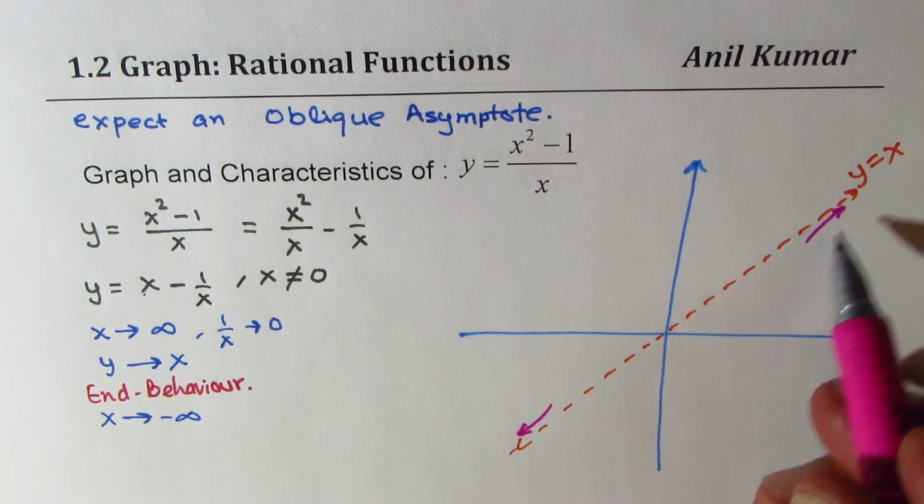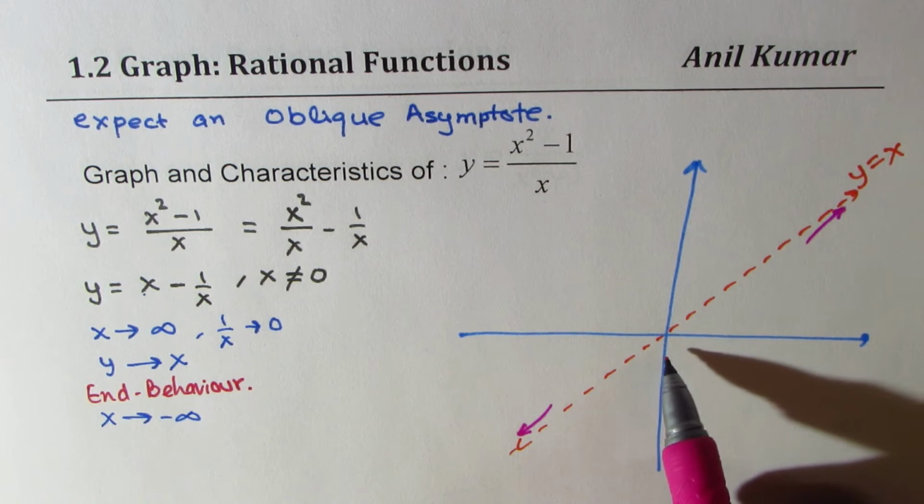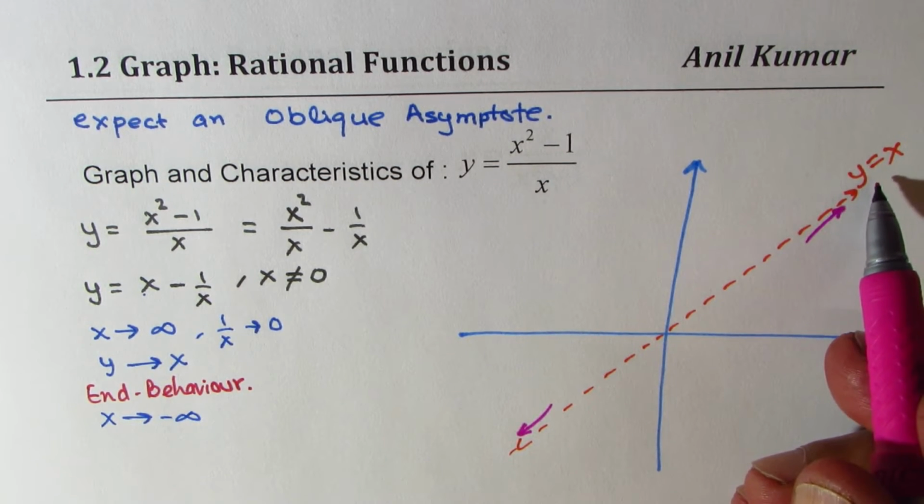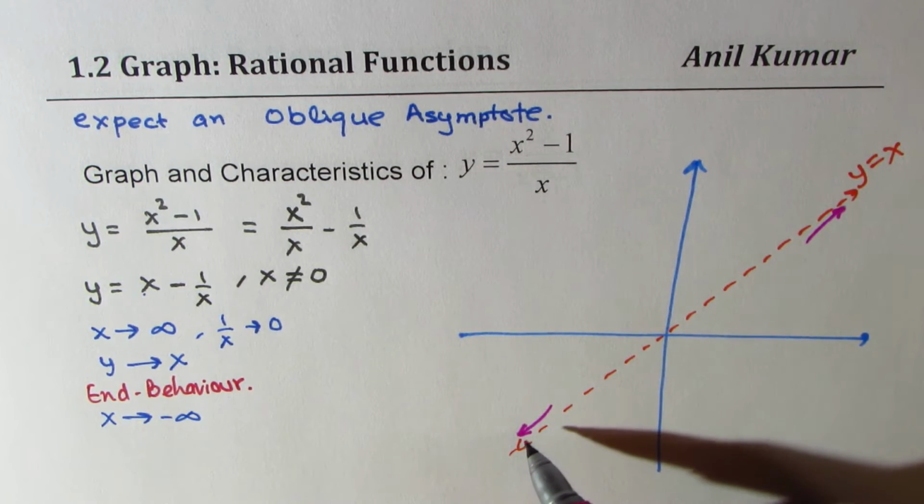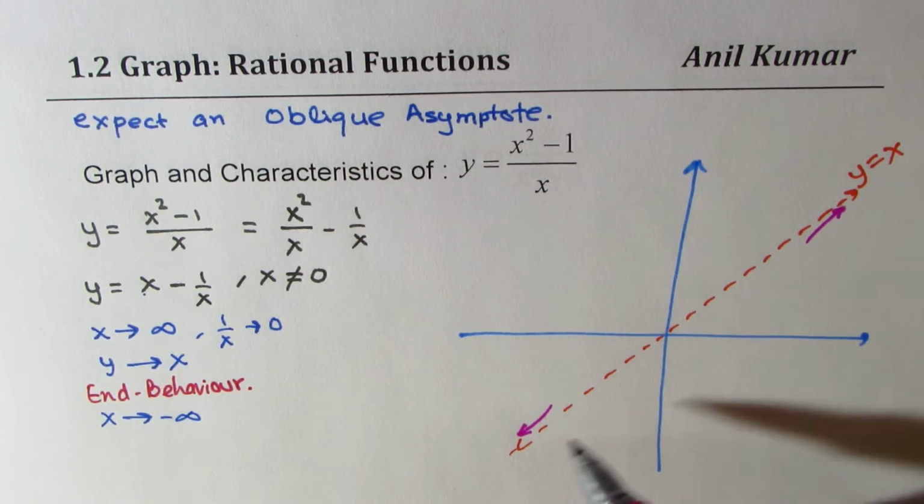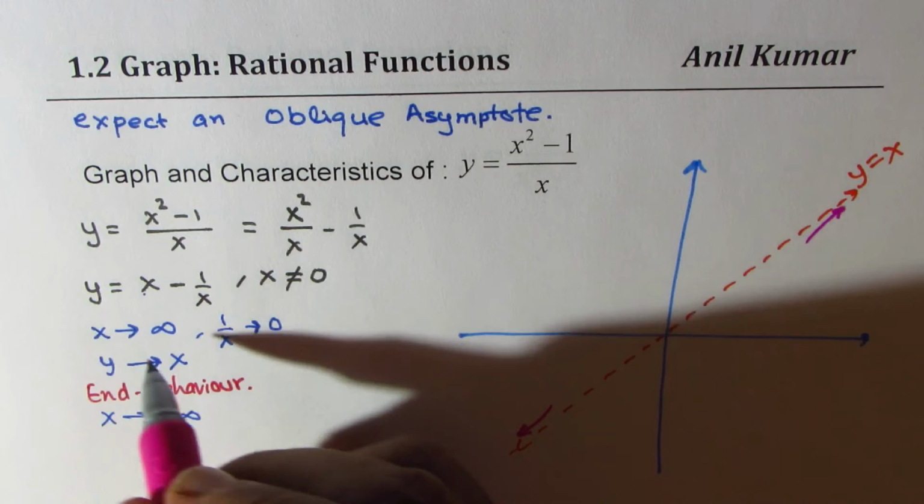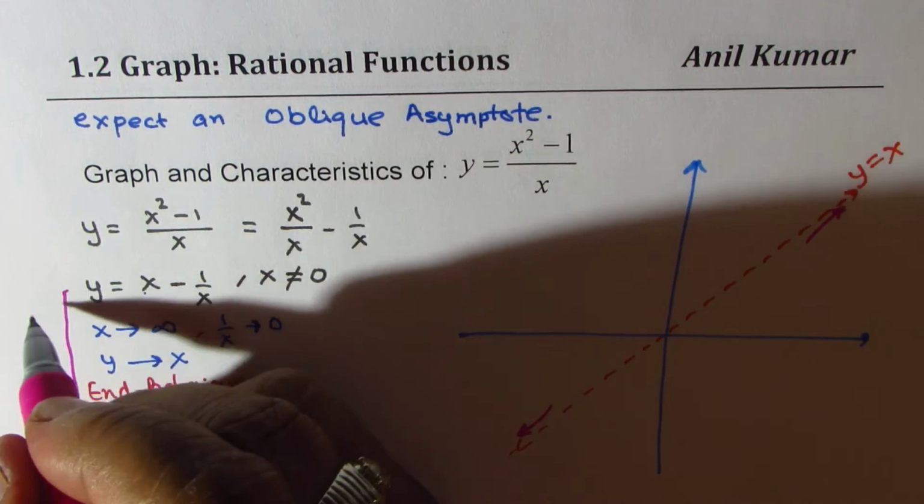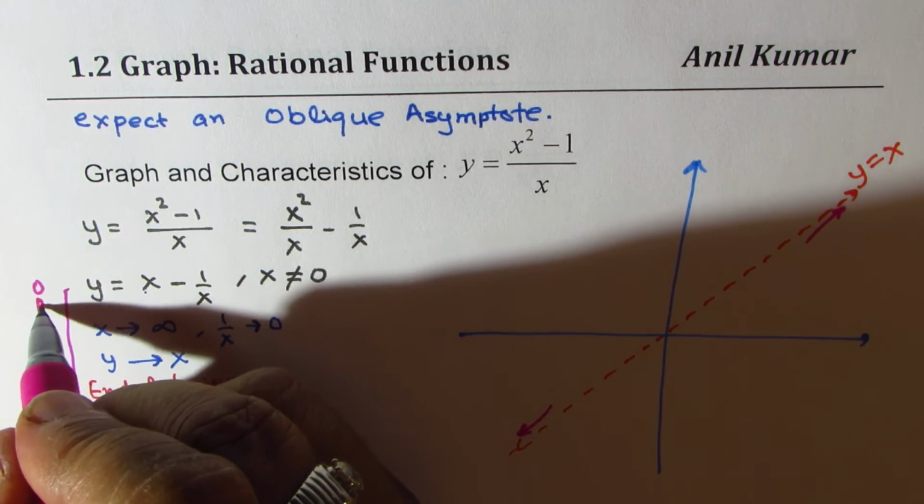So that gives you behavior near the asymptote, the oblique asymptote, right? How the graph approaches the asymptotes. Very critical. So what we did in this part here is we analyzed the oblique asymptote.